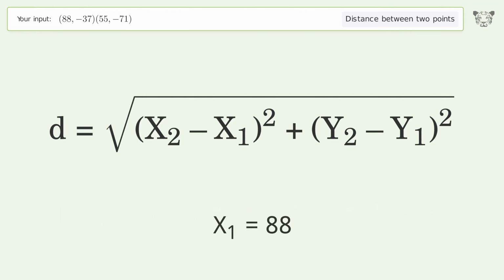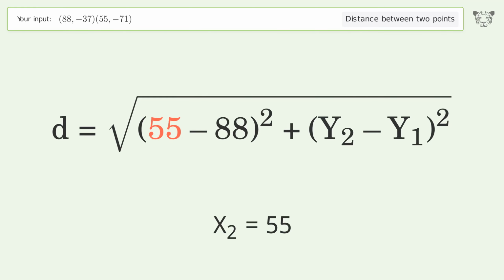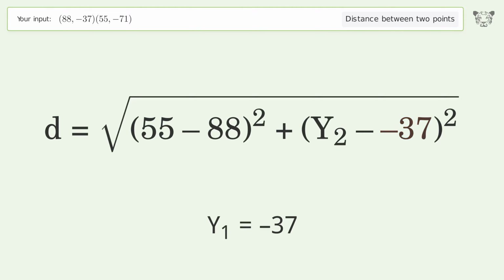x1 equals 88. x2 equals 55. y1 equals negative 37. y2 equals negative 71.